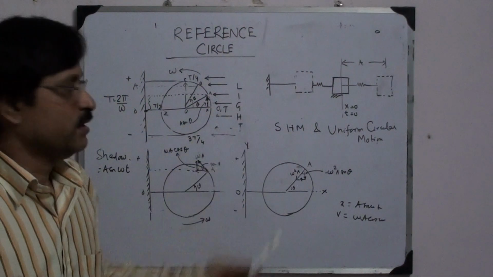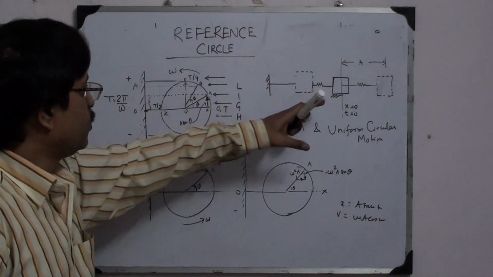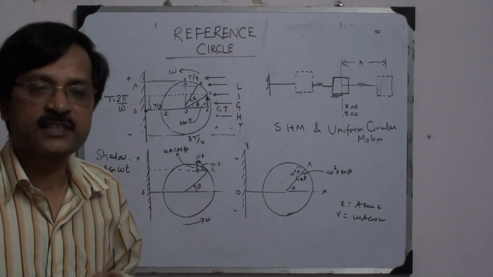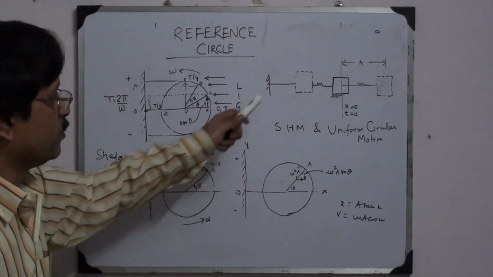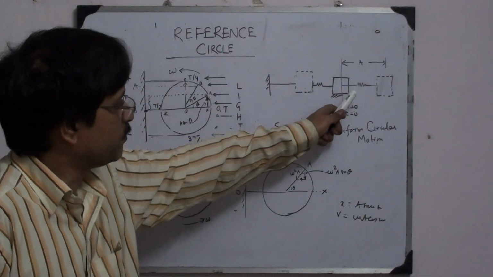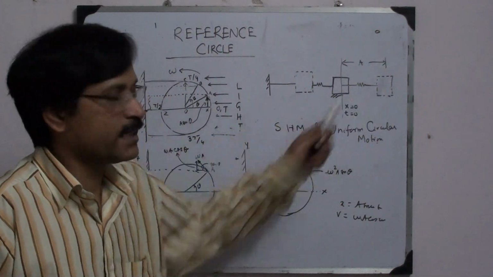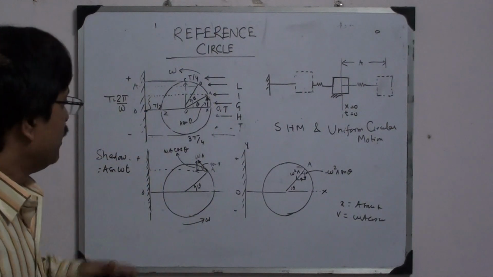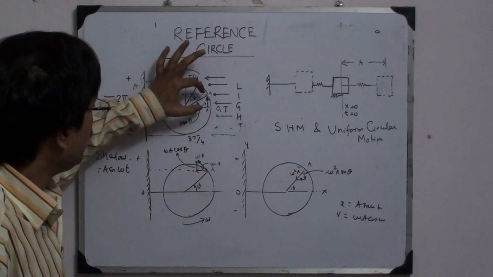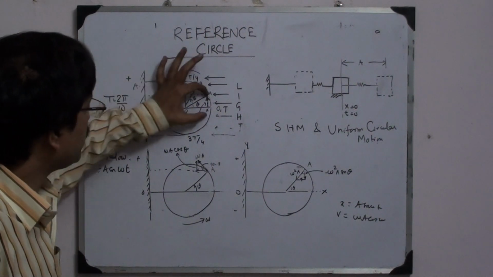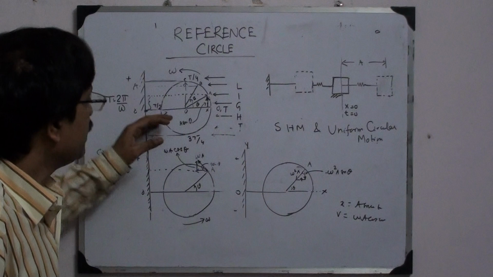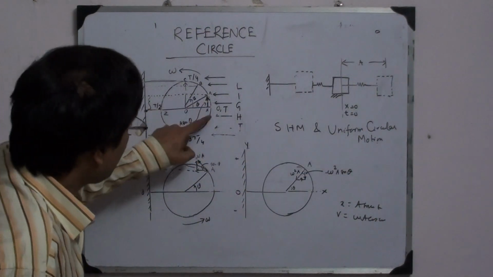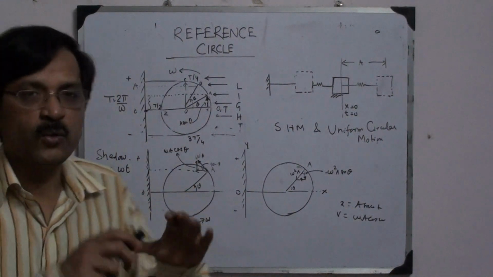This is the case. Now, suppose we don't want to describe this as A sin omega t, but as A cos omega t, that is, we want to describe the motion of this block spring where at t equal to 0, x is equal to A. How do we draw that reference circle? That is simple. Instead of the vertical projection representing the displacement, it will be the horizontal projection. The horizontal projection is A cos omega t. So you can do either way.